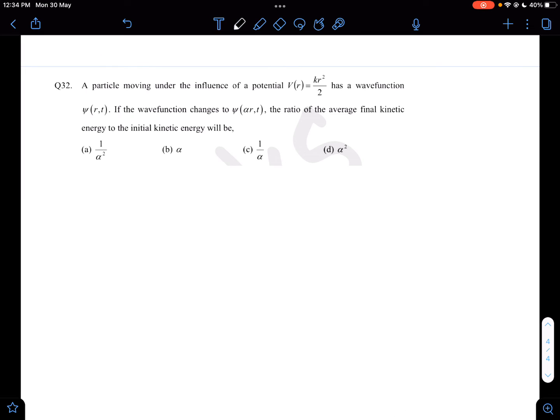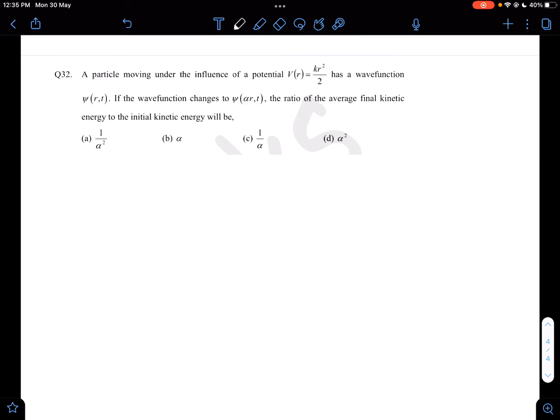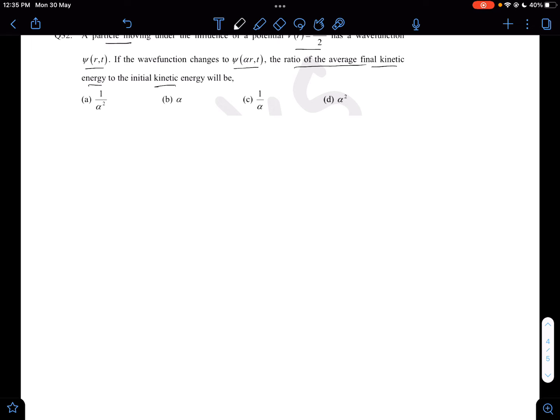Now let us move to the second problem. We have a particle which is moving under the influence of a potential kr² by 2, and it has a wave function ψ(r,t). Now suppose that the wave function changes to ψ(αr,t). So what will be the ratio of the average final kinetic energy to the initial kinetic energy? Average kinetic energy means the expectation value of kinetic energy.